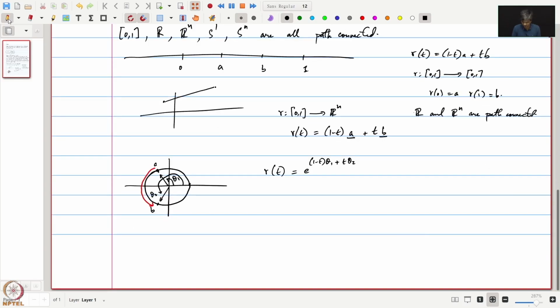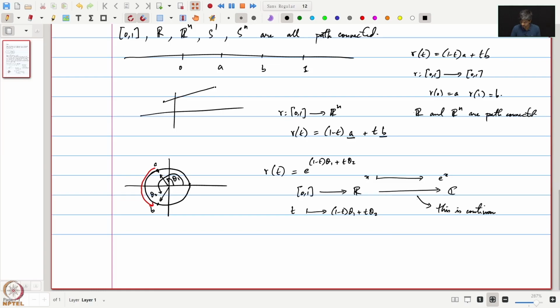So we have defined this map gamma of t, and we need to show that this is continuous. We will write it as a composite of two continuous maps. We have this map from [0,1] to R, which is t goes to (1 minus t) times theta 1 plus t times theta 2. And then we will take the map from R to C, which is x goes to e to the power ix. This map is continuous, and therefore this composite is continuous.